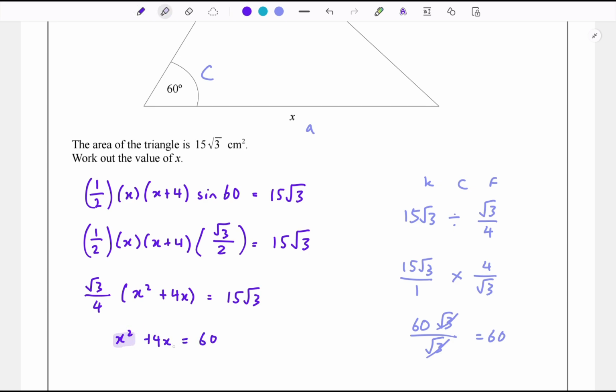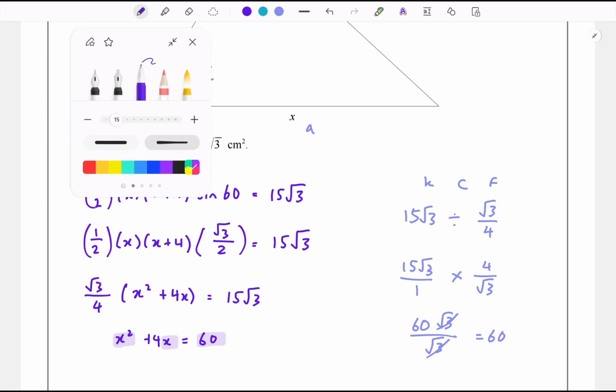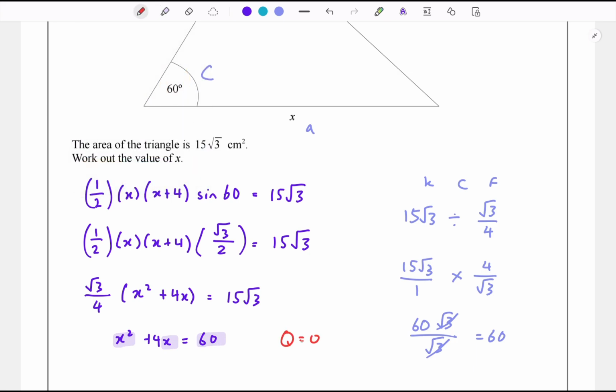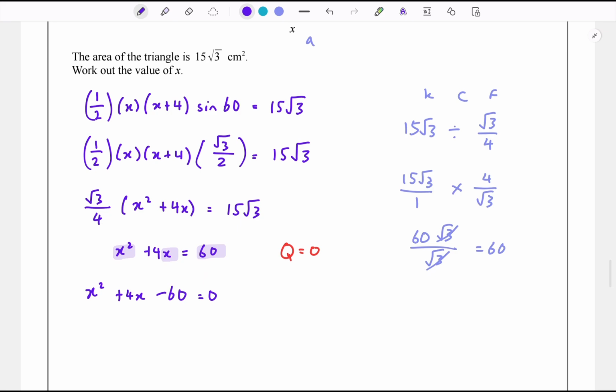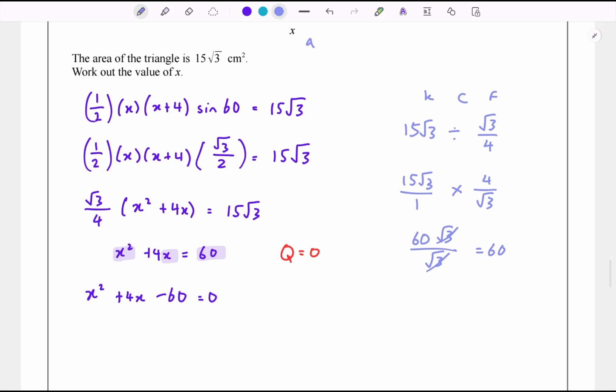Now again, because we've got a quadratic, x squared and an x and a number, we always must make quadratics equal to 0 to be able to solve them. So I'm going to bring the 60 over to the left hand side. So I get x squared plus 4x, and then I'm going to minus 60, and that equals 0. So I'm going to attempt to factorize this, or you could use the quadratic formula to solve this. I need two numbers that times to give me minus 60 and add to give me 4.